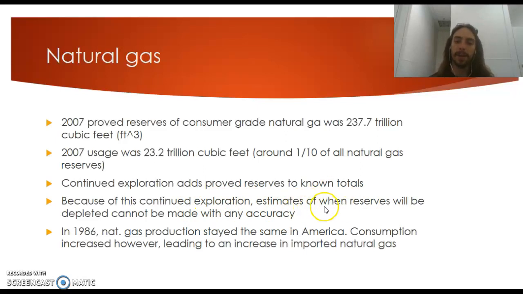So this estimate here, not being able to have an estimate when it's going to run out is pretty serious because we can just continue to use it until it's all gone, and then we're screwed. We don't have time to think about it.